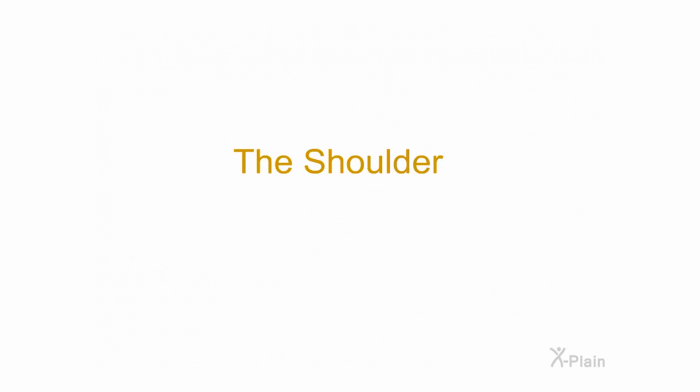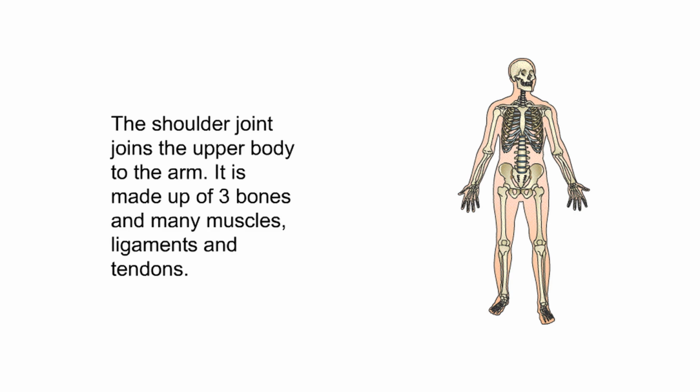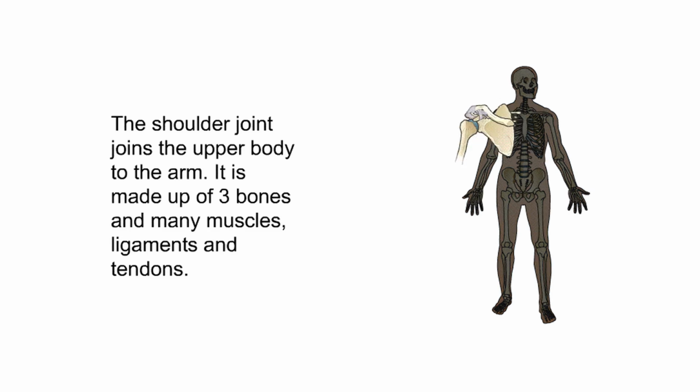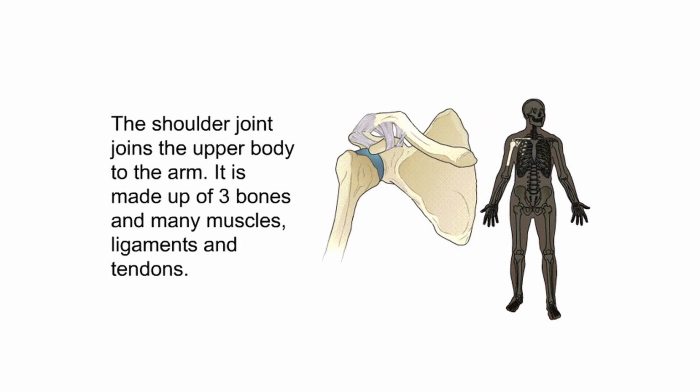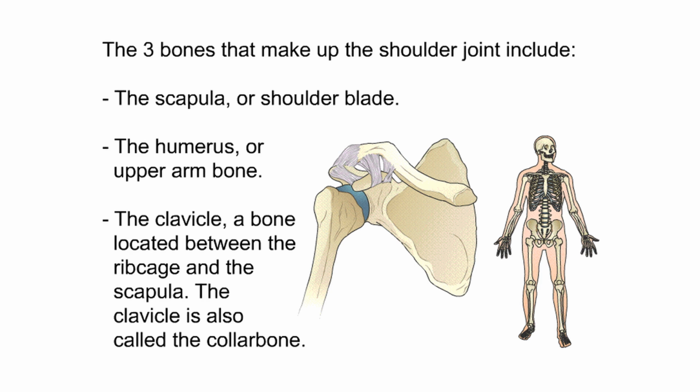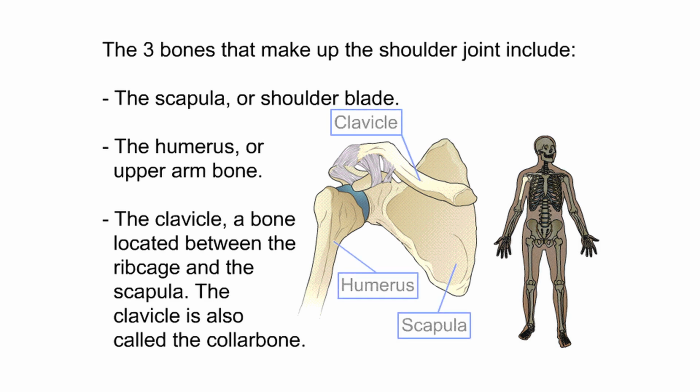The shoulder. The shoulder joint joins the upper body to the arm. It is made up of 3 bones and many muscles, ligaments, and tendons. The 3 bones that make up the shoulder joint include the scapula, or shoulder blade, the humerus, or upper arm bone, and the clavicle, a bone located between the rib cage and the scapula. The clavicle is also called the collarbone.